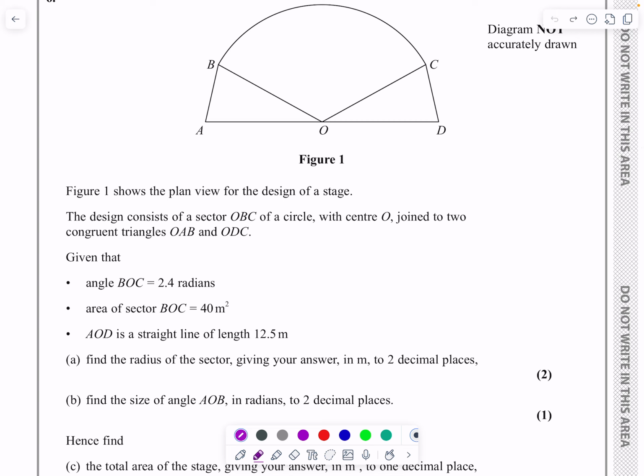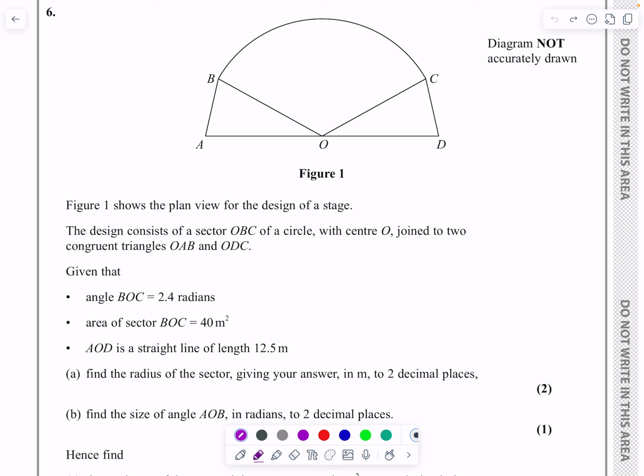So it tells me that this is a sector of a circle OBC, centre O, joined with two congruent triangles either side of it, OAB and ODC. Let's start putting the information on then. It says the angle BOC is 2.4 radians. Okay, so that angle there's 2.4. It tells me that the area of the sector is 40 metres squared. That's the area of this sector OBC. It tells me AOD is a straight line of length 12.5, but remember it just told me that these were both congruent, so that means that that's 6.25 and 6.25.